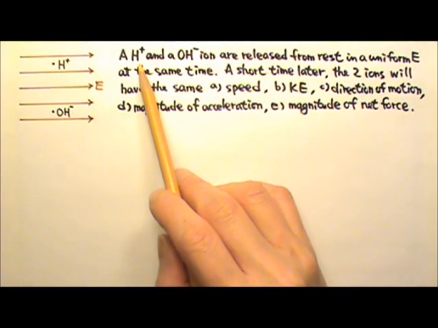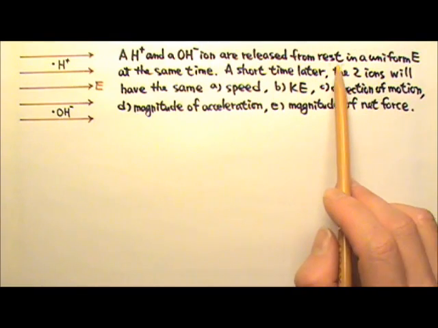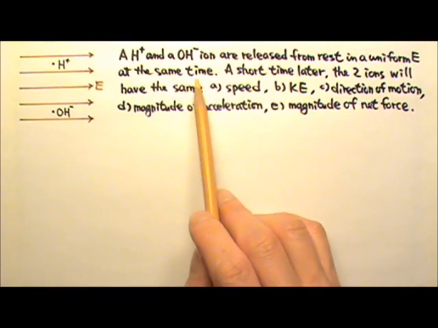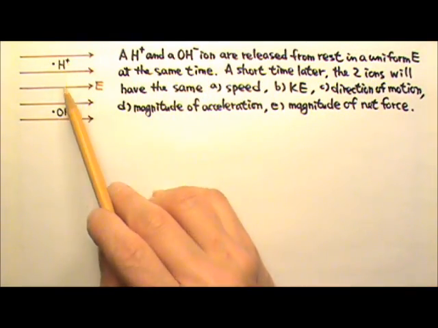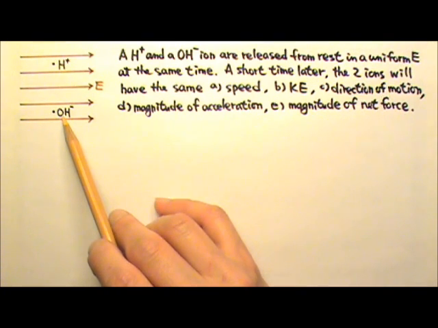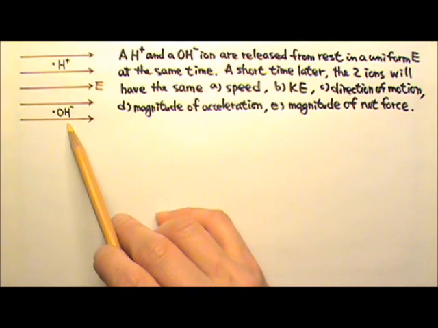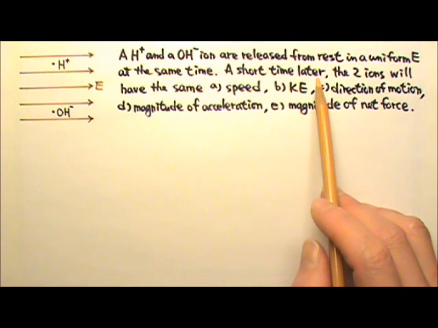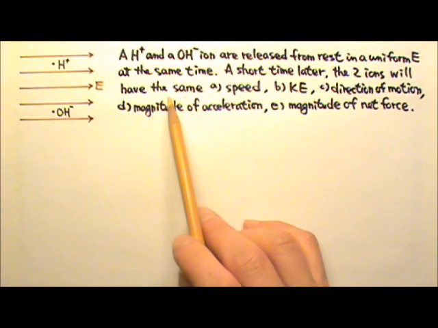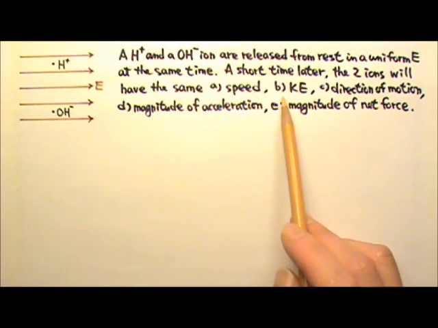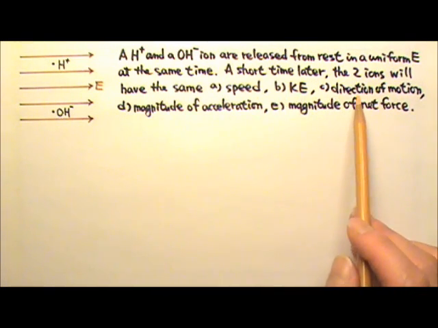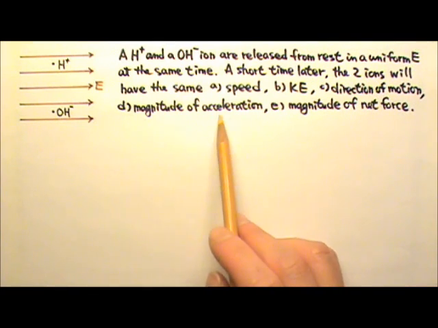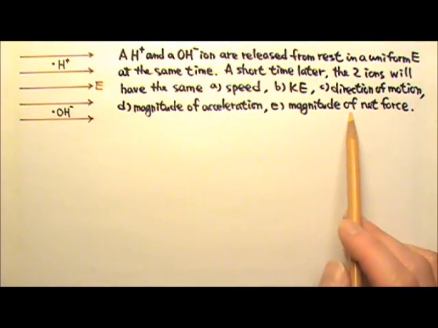A hydrogen ion and a hydroxide ion are released from rest in a uniform electric field at the same time. Assuming that the ions are far away enough from each other so we can ignore any interaction between the two, and that we can ignore the gravitational force on the ions. A short time later, when the ions are still moving in the same uniform electric field, the two ions will have the same A, speed, B, kinetic energy, C, direction of motion, D, magnitude of acceleration, E, magnitude of net force.